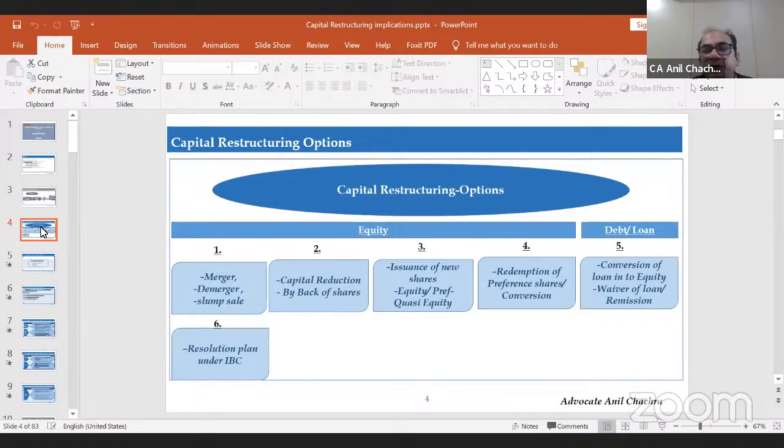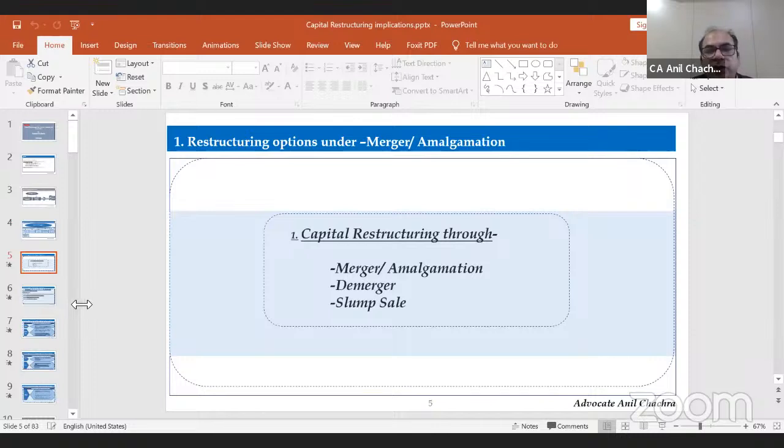And in the 6th portion, we will discuss the resolution plans under the IBC. IBC is a full-fledged chapter, so if time permits, we will discuss the resolution plan as well. Now let's start our discussion one by one.